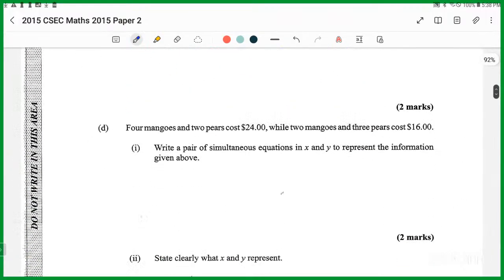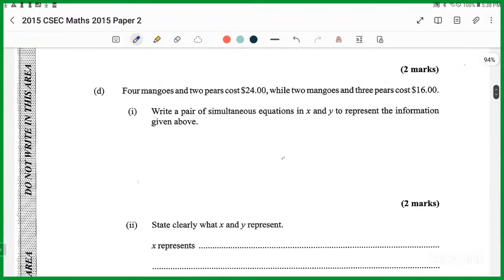Let's go again. This one now. It says 4 mangoes and 2 pears cost $24. It says 2 mangoes and 3 pears cost $16. So that's a pair of simultaneous equations we're going to be setting up. It says to write a pair of equations in x and y to represent the information.